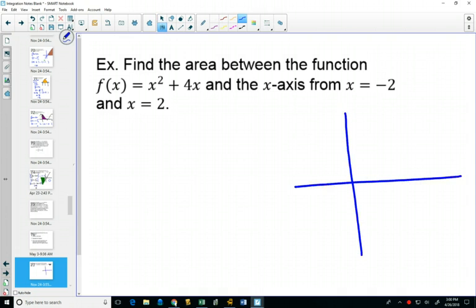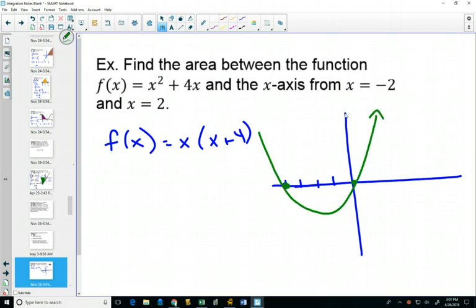So how quickly can we graph x squared plus 4x? We can factor out an x, good. x is at 0 and negative 4. Good. So we got one x-intercept at negative 4, one x-intercept at 0. Which way does this parabola go? It opens up. So if we're drawing a quick sketch of it, this is what we have. And we want to find the area between negative 2 and 2.